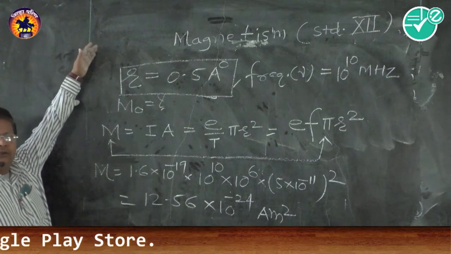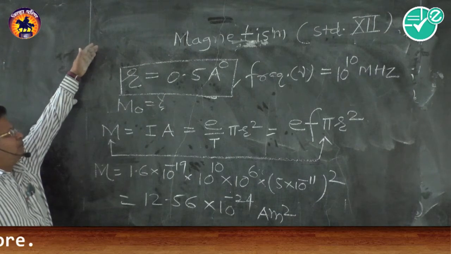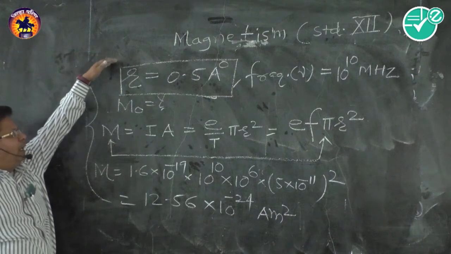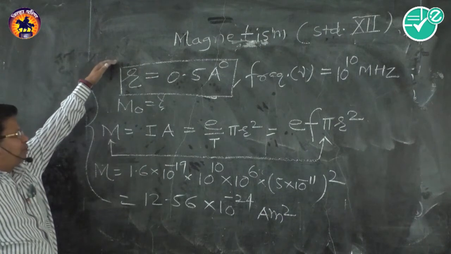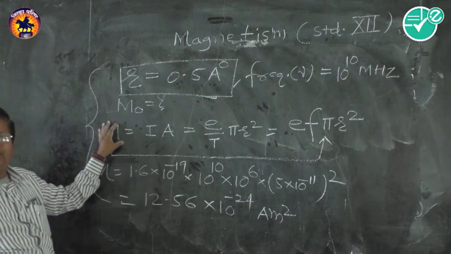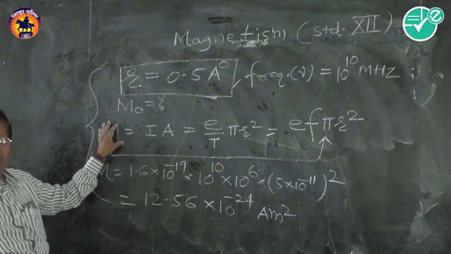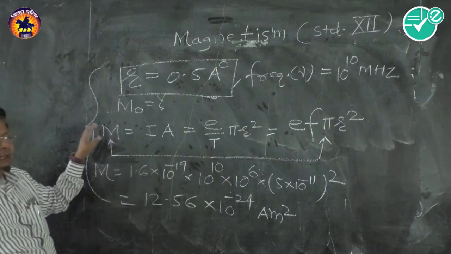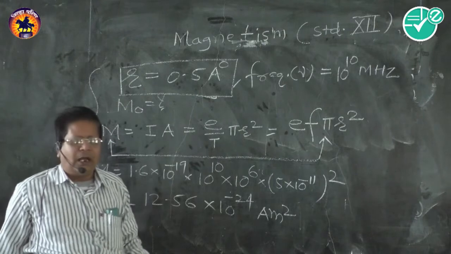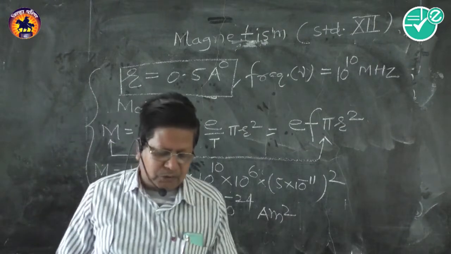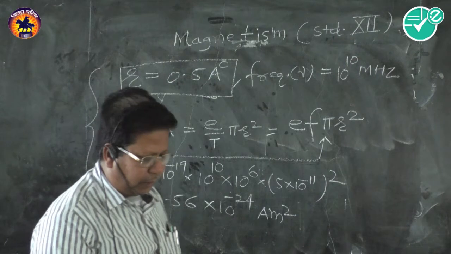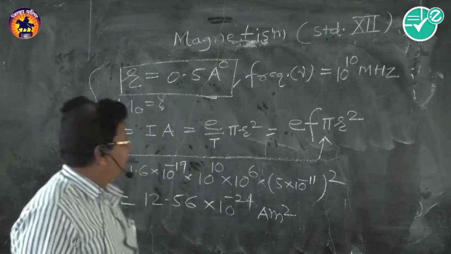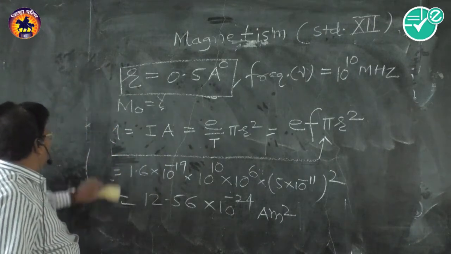So I hope students are satisfied with the explanation given for this numerical. In our textbook we have only proved M is equal to half into e v r, but by using different formulas we can solve a large number of numericals or MCQs given in the textbook or in the examination. So this is the second numerical we have solved today.